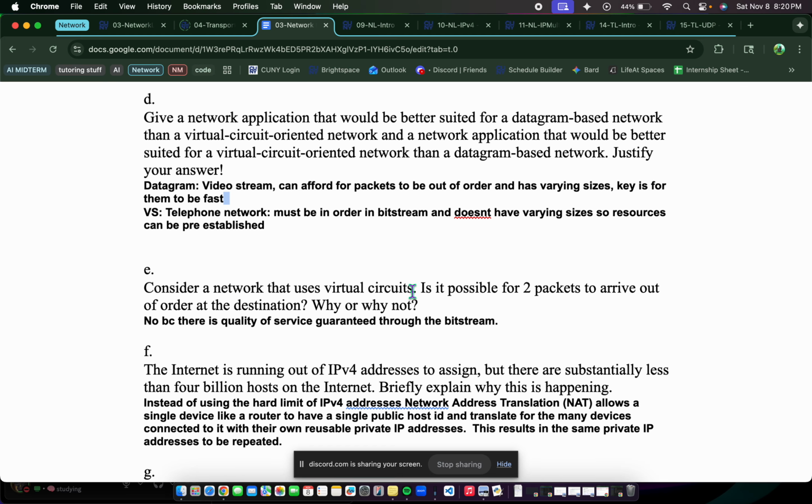So we continue talking about virtual circuits. Is it possible for 2 packets to arrive out of order? This is a big no, because virtual circuits has a quality of service. It is guaranteed the second you create that channel, that bitstream channel. So you are always guaranteed for it to be in order and to have a constant time for arrival. Constant doesn't always mean fast, but it just means it's guaranteed at that point.